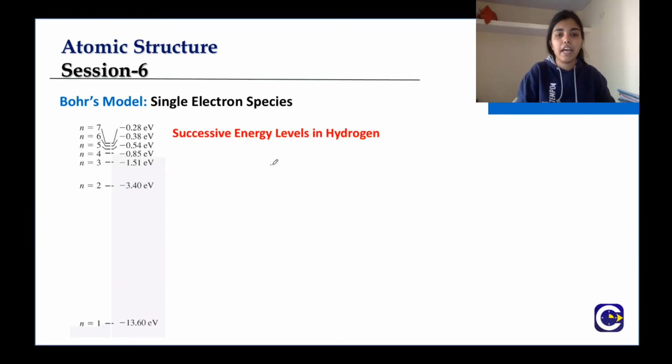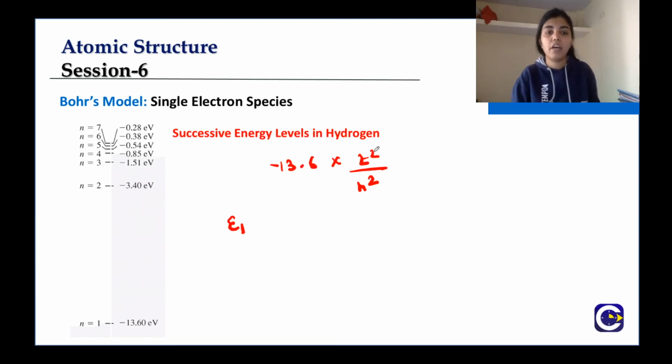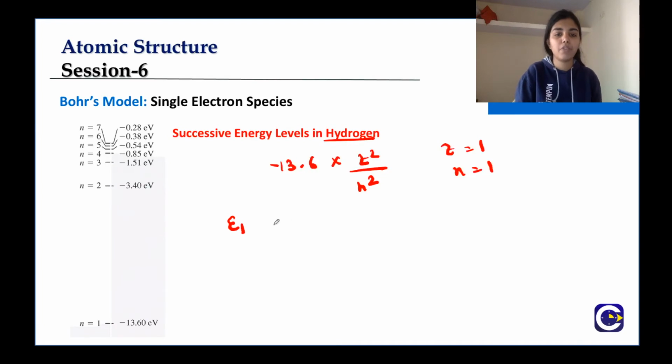Here you can see that we have the formula minus 13.6 Z square by n square. Let us say we are calculating it for the first orbit. So the energy for the first orbit of hydrogen will be equal to what? Z will be equal to 1 and n will be equal to 1, so it will become minus 13.6 only. Now for E2 you put n equals 2 and Z equals 1, so it will come out to be minus 3.40 electron volt, right?